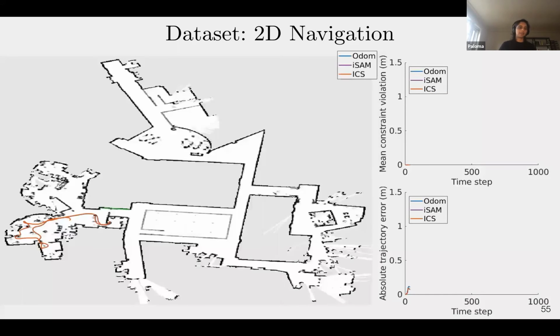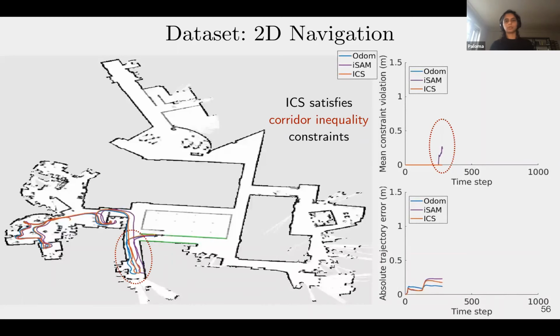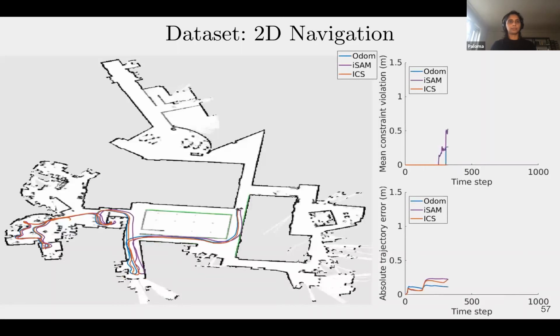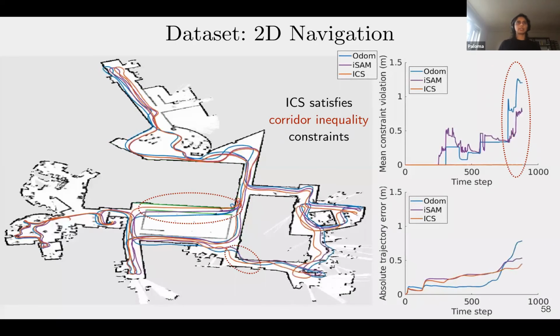Okay, and we also evaluate this method on a different application of robot navigation where we enforced inequality constraints corresponding to the corridor boundaries that you see here in green. And the green essentially shows the active inequality constraint as the robot navigates through the map. And we can see here in the plot on the right and in the qualitative map on the left that the constraint solver is able to keep the mean constraint violations close to 0.